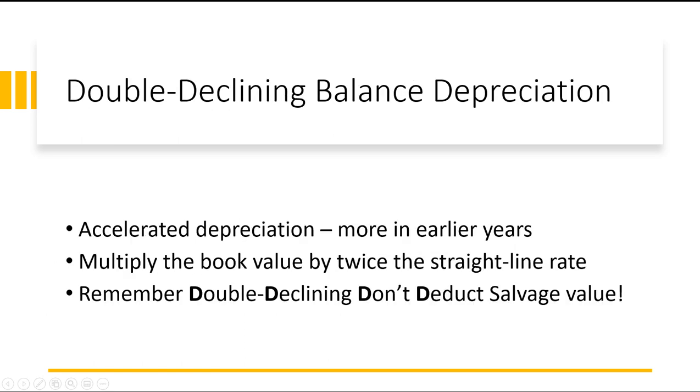Now the third method of depreciation is called double declining balance depreciation. And this is what's called an accelerated depreciation method.